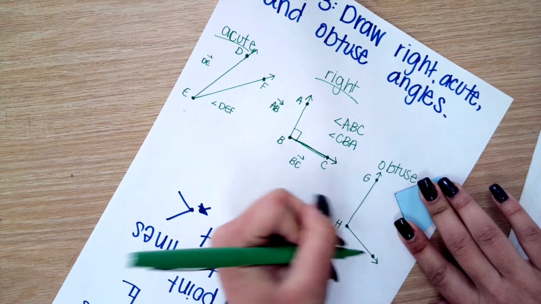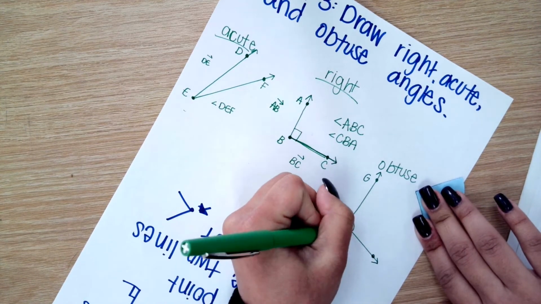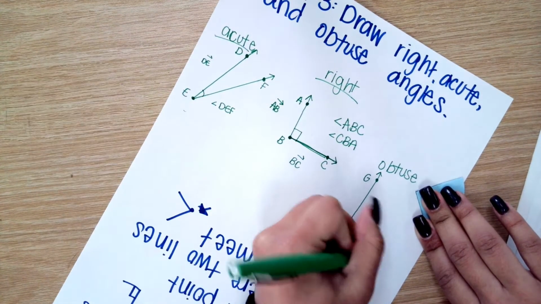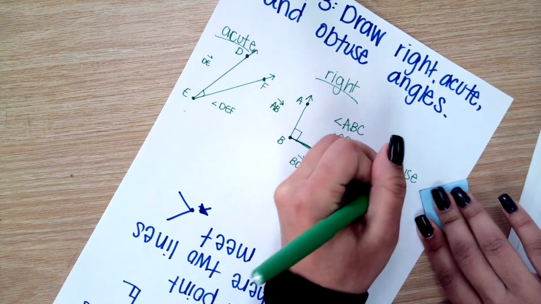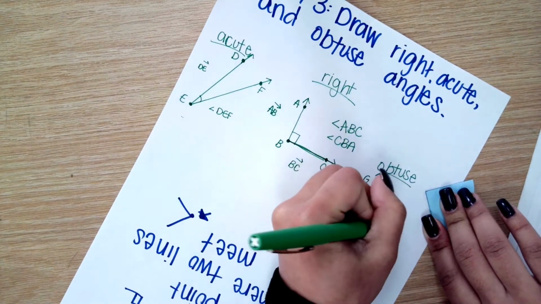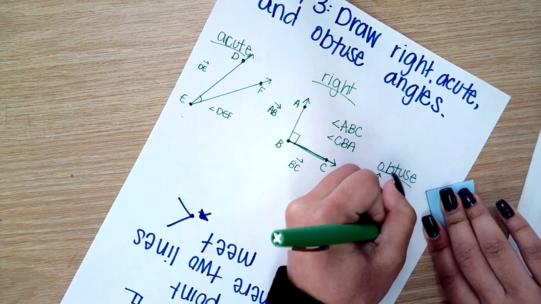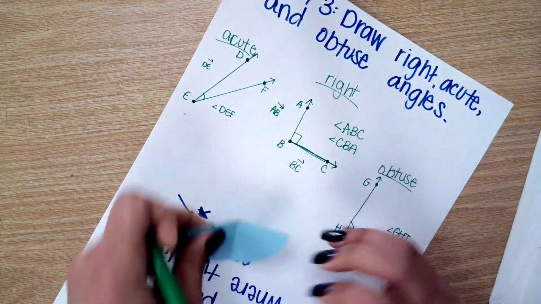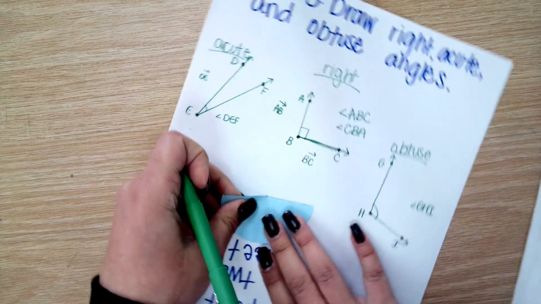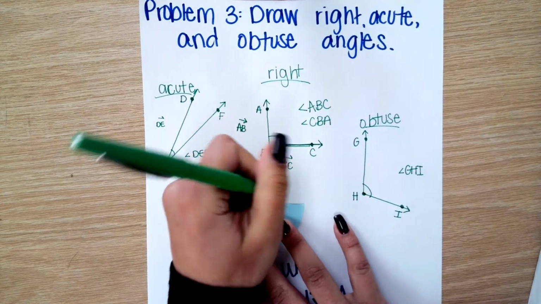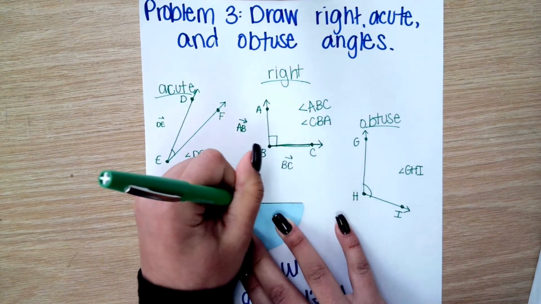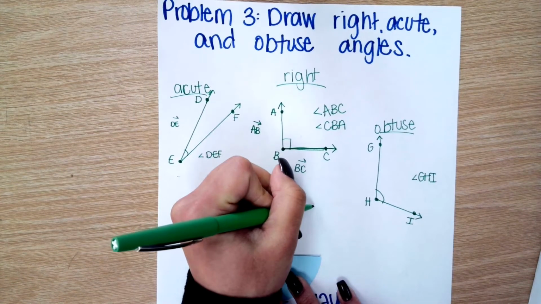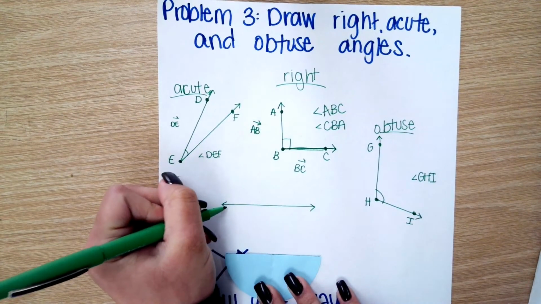Yours might be bigger than mine, might be less than mine, but the goal here is that we make sure it is greater than 90 degrees. So angle GHI or IHG. So here's my next question. This is our final thought for the day. If I were to make a line just like this, what would that be called?